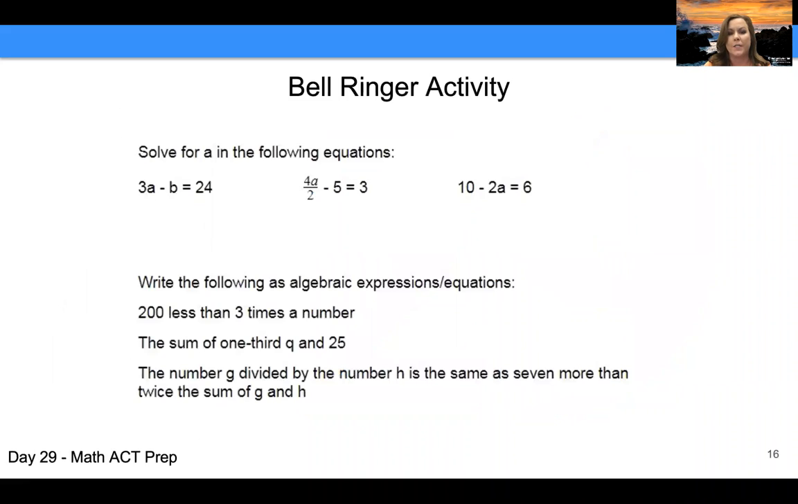You should take about 5 to 10 minutes. I want you to pause this video and work on your bell ringer. You can either work on it on a sheet of paper if you have it, or you may use the screen and do it in a notebook to turn in. So again, pause the video for about 5 to 10 minutes and then come back and we will check your answers.